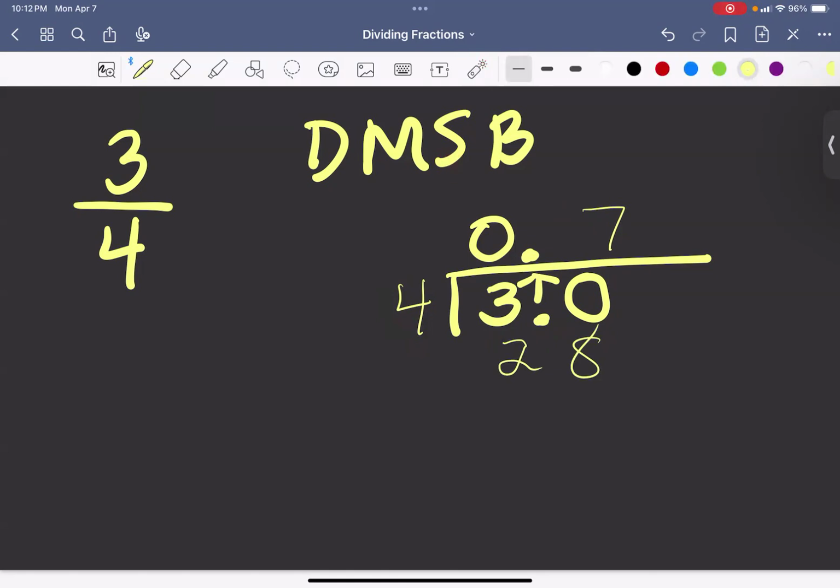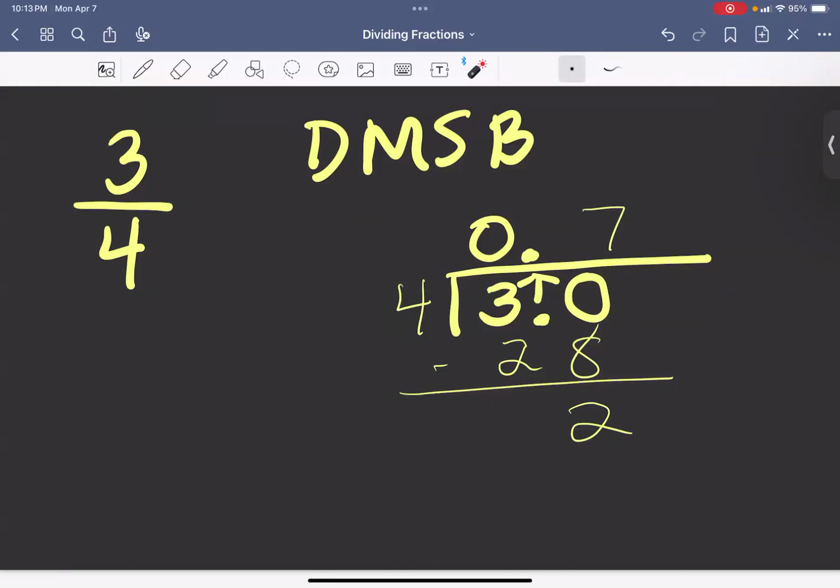S, subtract. 30 minus 28 is 2. Now I want to keep dividing. When you are dividing fractions and you get a decimal answer, this point is the decimal. You want to divide either to the hundredths place or the thousandths place, as a rule, or until you can't divide anymore. So if I continue this problem, you'll see what the option is.